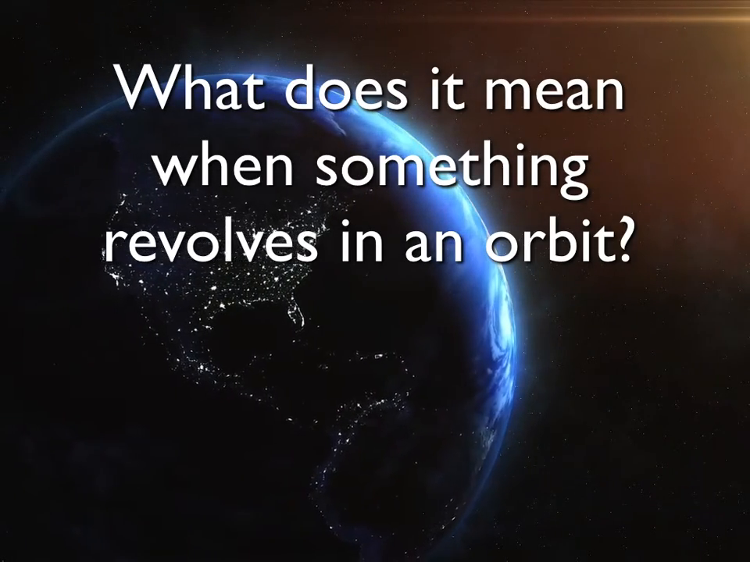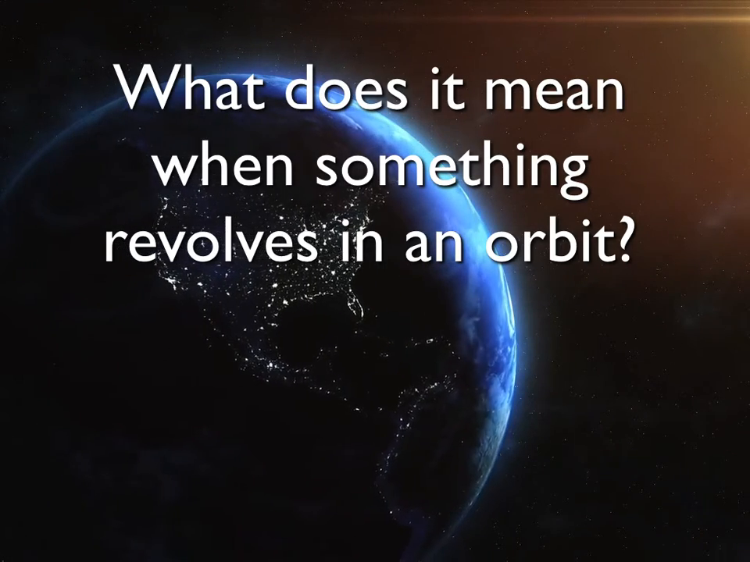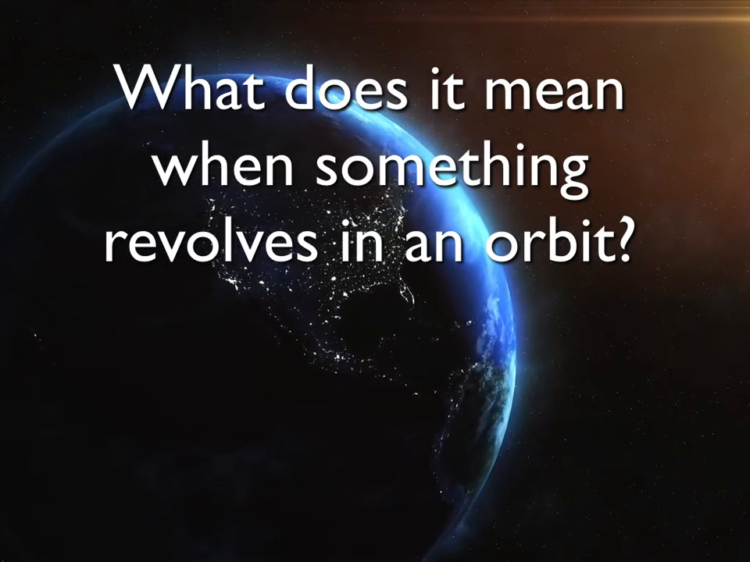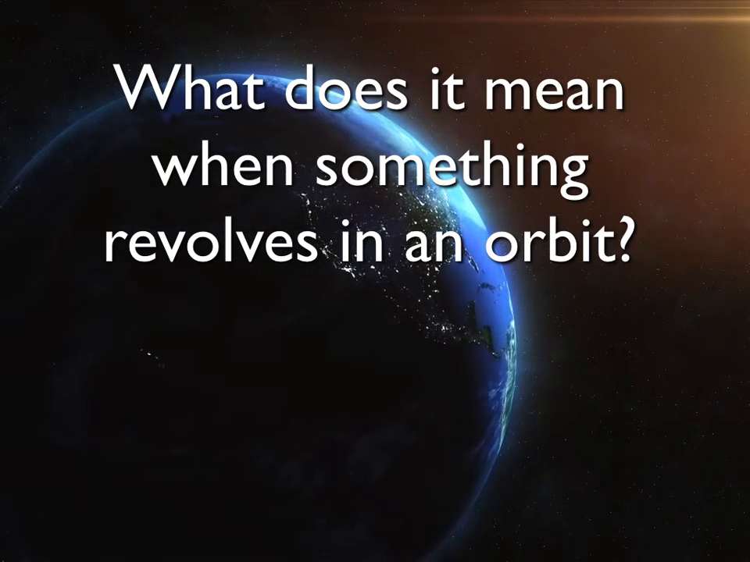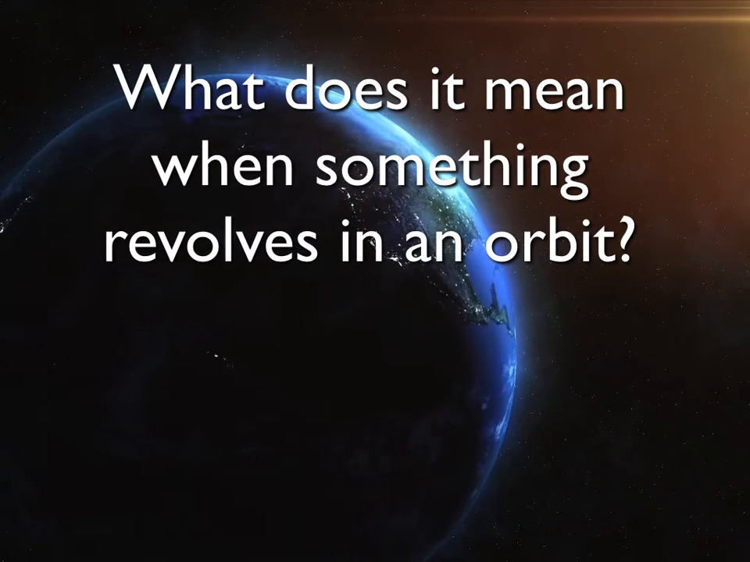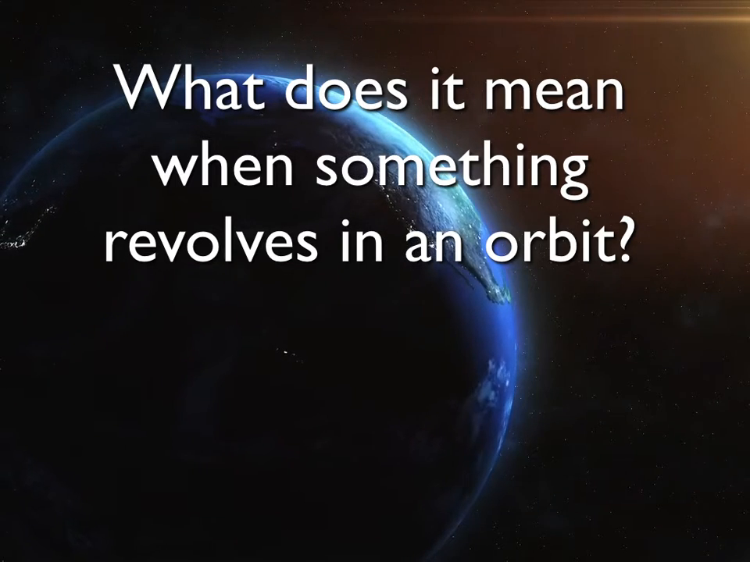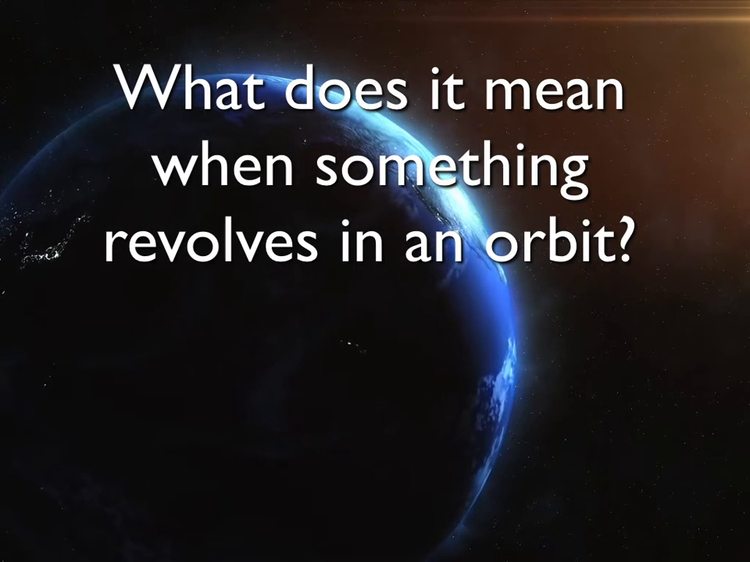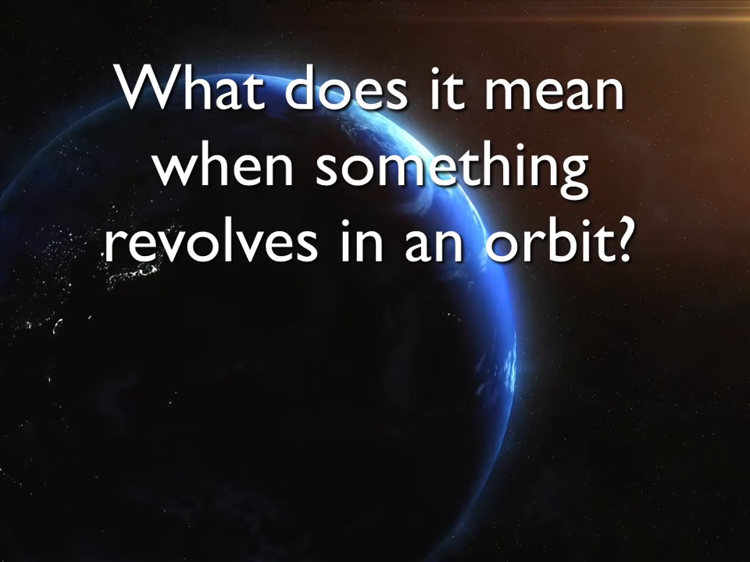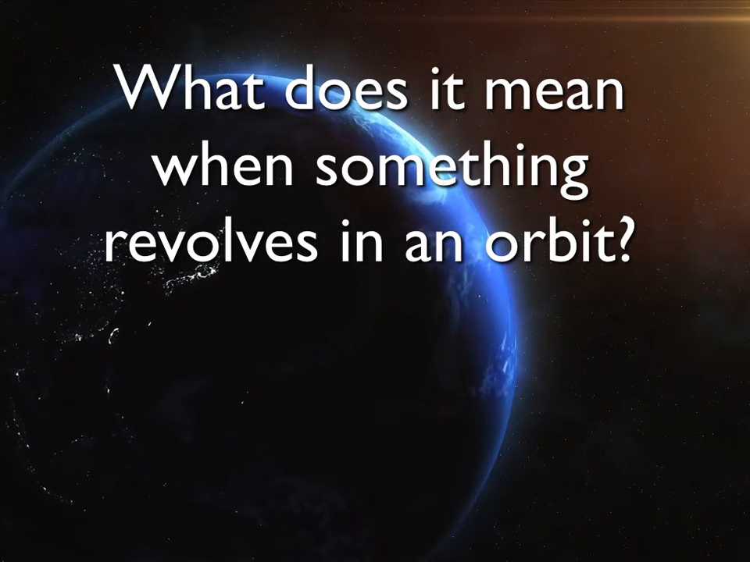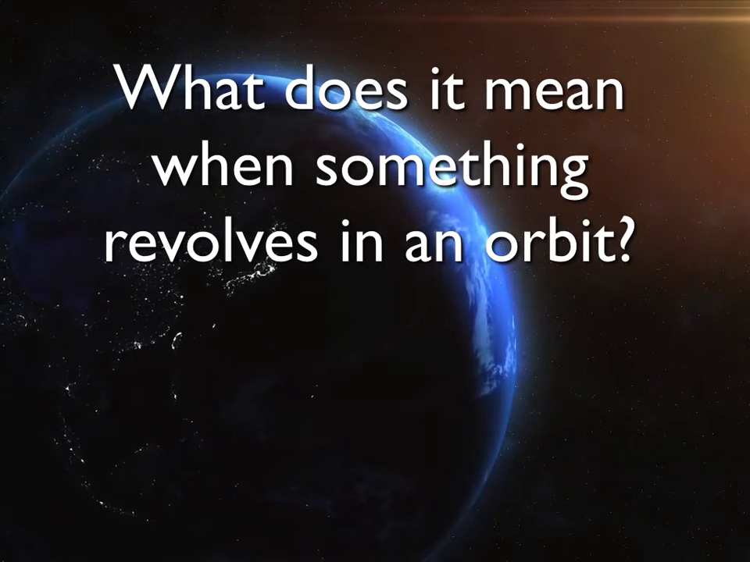In addition to rotating, the Earth also revolves in an orbit. So now, rotating is spinning on your axis. Revolving is when you're traveling around something else. So the Earth revolves around the sun while it is rotating on its axis.